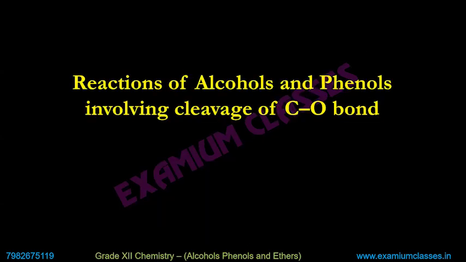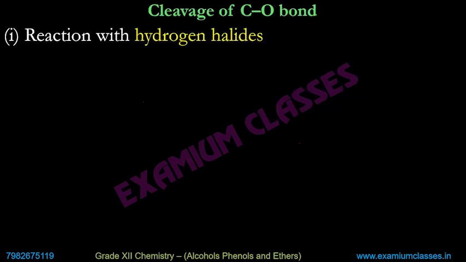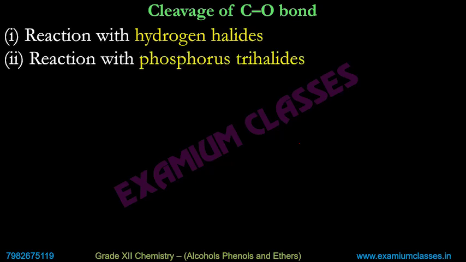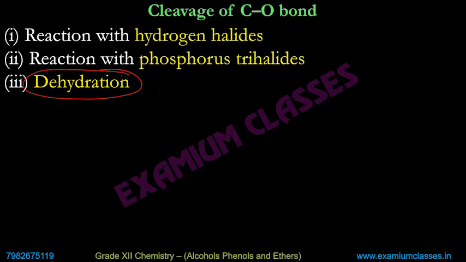Now reactions, examples where the C-O bond is broken. Reaction with hydrogen halides, reaction with phosphorus trihalides, and dehydration. So here we have three. And this one is specifically important from a mechanism perspective. Mechanism is asked quite a few times. Dehydration of alcohols, mechanism is very important.